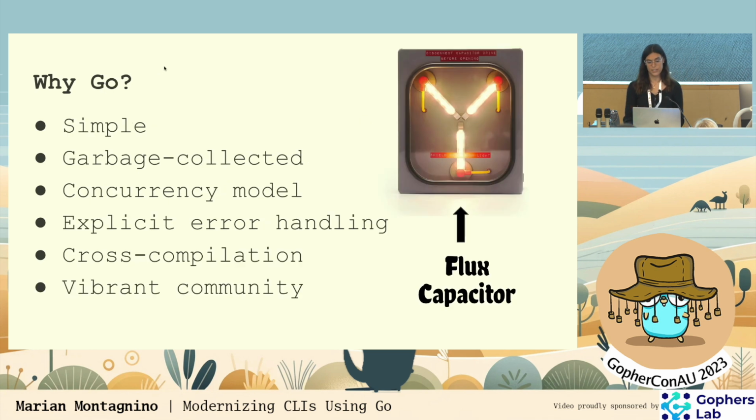In Back to the Future, the time-traveling DeLorean required a power source, the machine's flux capacitor, which is a fictional piece of technology that held all of the power needed to make time travel possible. Similarly, our journey to modernizing CLIs requires a robust, efficient, and reliable power source. And in our world, that power source is Go. So let's dive into why I think Go is a great language for building your next CLI.